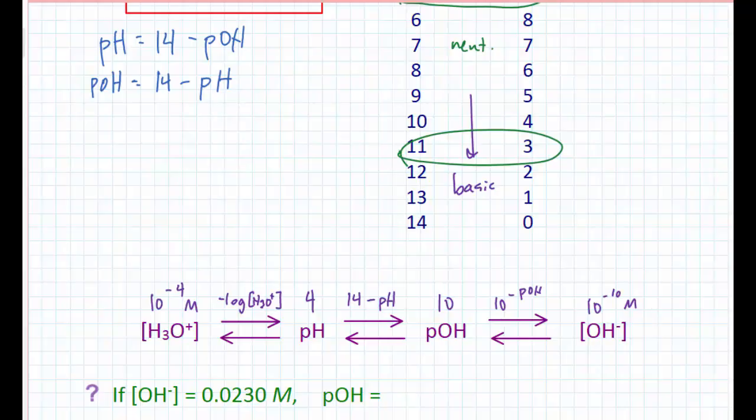Okay. Then going in the reverse direction, how do we get that negative exponent into just a number? What did we call that math? Negative log. Okay. How do we turn 10 into 4? 14 minus pOH. Okay. And then how would we turn this pH of 4 into 10 to the negative 4? Well, it just says it pretty much right there. 10 to the negative pH. Okay.